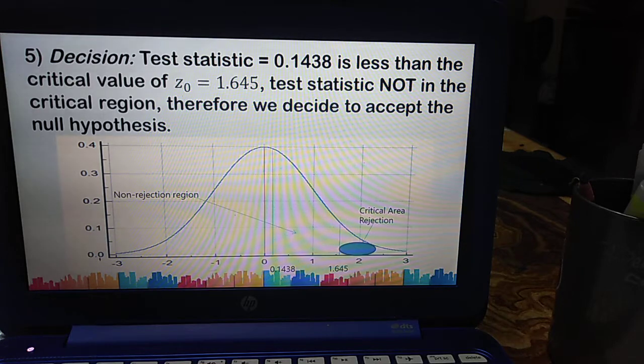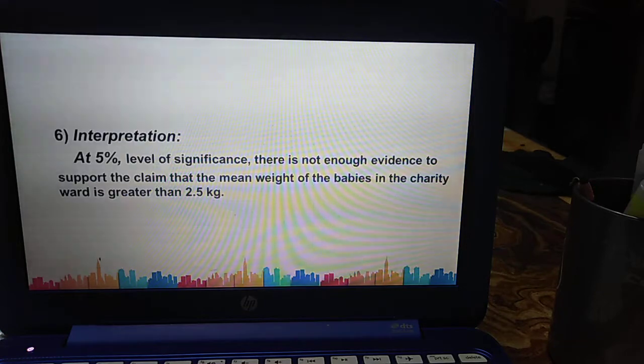Because the value of the test statistic is less than the C tabular, or this value fell into the area of non-rejection. Therefore, we need to accept the null hypothesis. And our interpretation is, at 5% level of significance, there is not enough evidence to support the claim that the mean weight of the babies in the charity ward is greater than 2.5 kilograms.